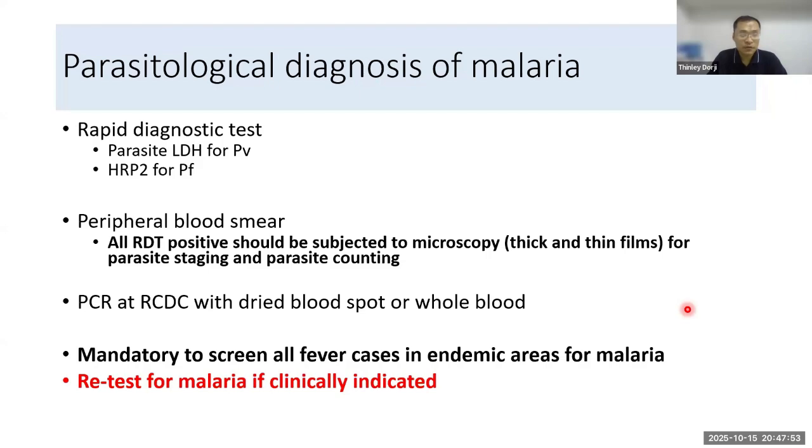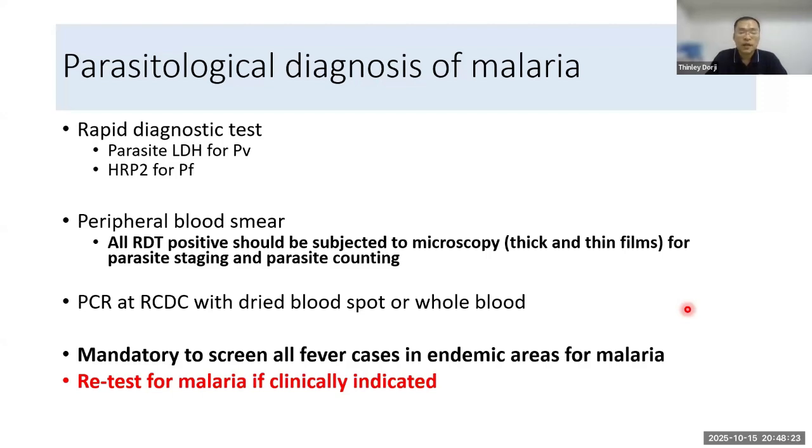In addition to the rapid diagnostic test, we should do a peripheral blood smear, both the thick and thin films, that will tell us the stage of the parasite development. You can count the parasites and give the parasite density. In addition to this, we have PCR, polymerase chain reaction, for malaria, that is available at the Royal Centre for Disease Control in Thimphu. For this, the samples that you need to send are the dry blood spot or whole blood.